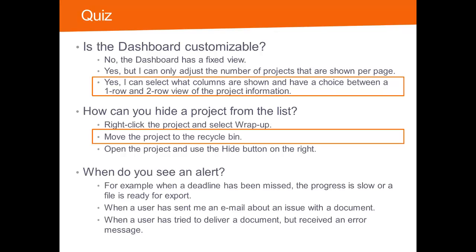Third question, when do you see an alert? For example, when a deadline has been missed, the progress is slow, or a file is ready for export. When a user has sent me an email about an issue with a document. When a user has tried to deliver a document but received an error message. The correct answer is, when a deadline has been missed, the progress is slow, or a file is ready for export.